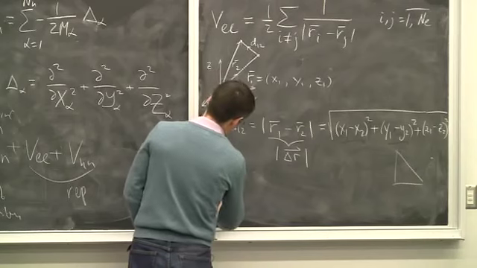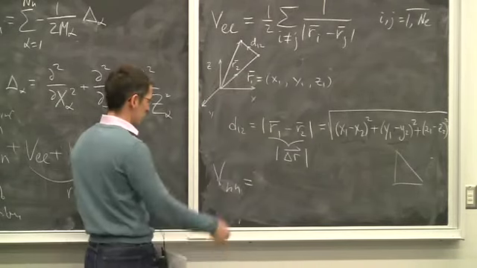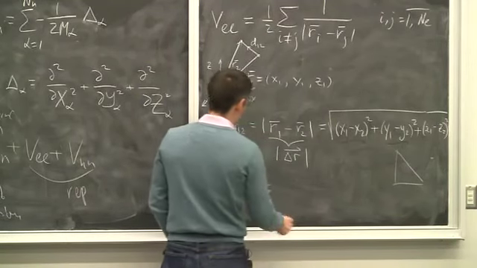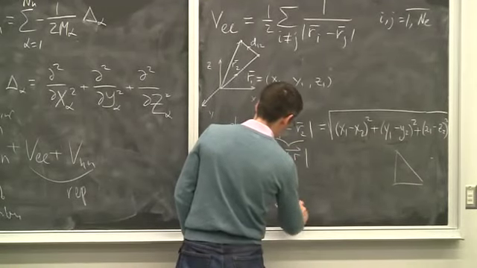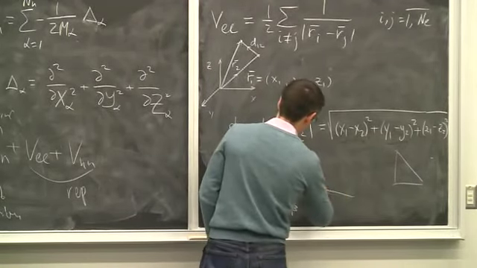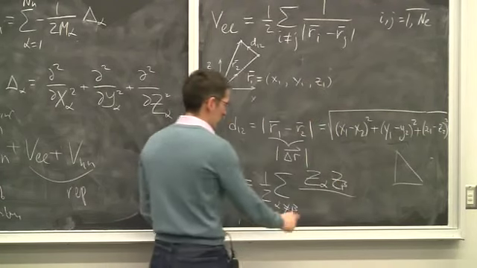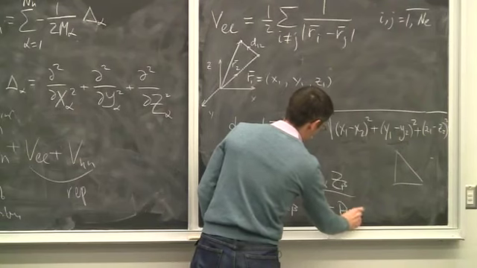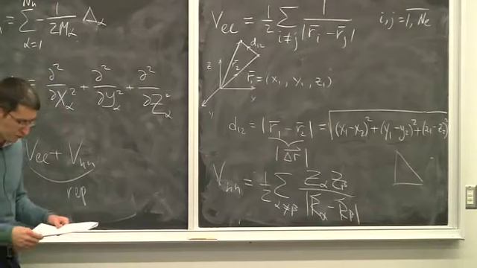Okay, so same type of term can be written for the repulsion of 2 nuclei, right? Only now that we have charges of corresponding nuclei and their coordinates. Okay.